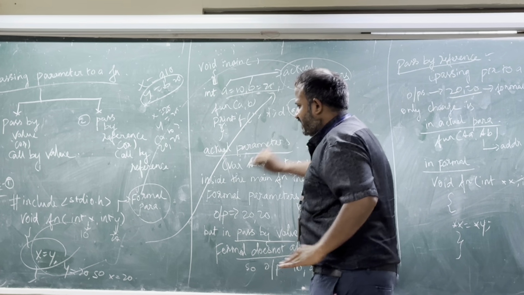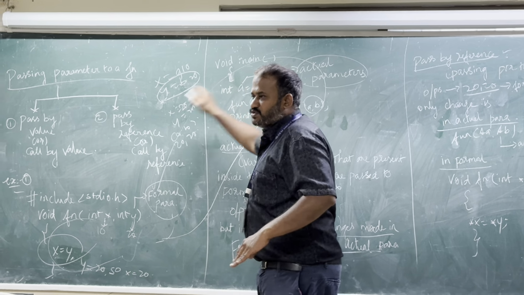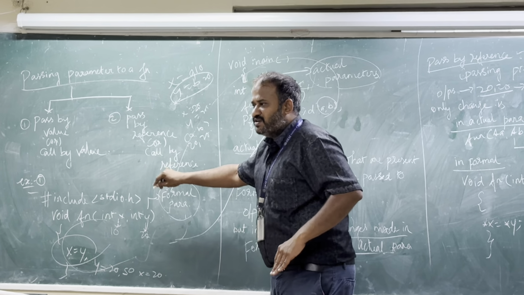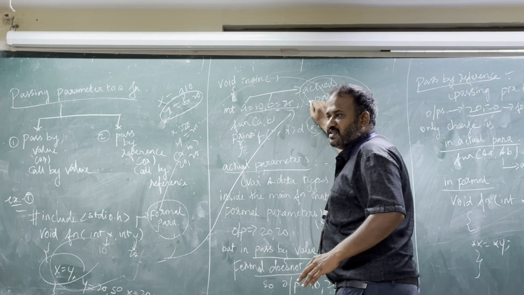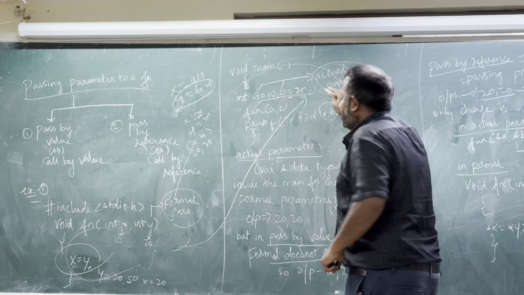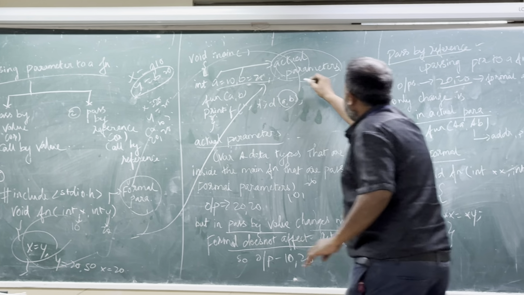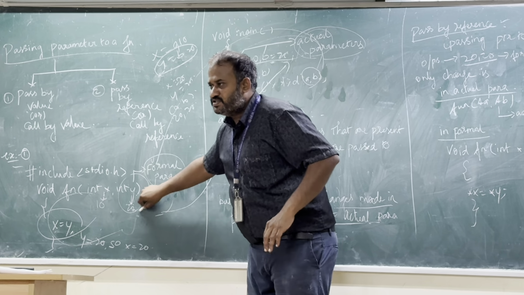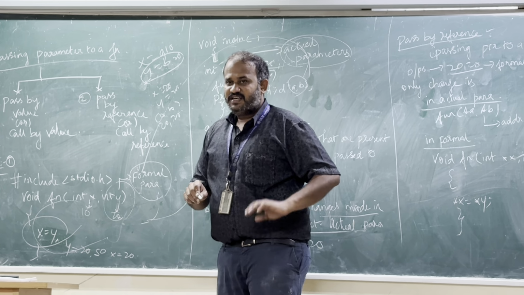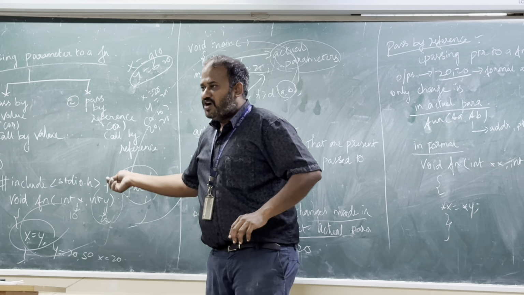Whatever changes you make, it will go to the main function and do something, but finally what will it print? It will print only the actual parameter. That is pass by value, right? So call by value is nothing but this will go to the formal and the formal will be printed as an output. Correct? Fine.